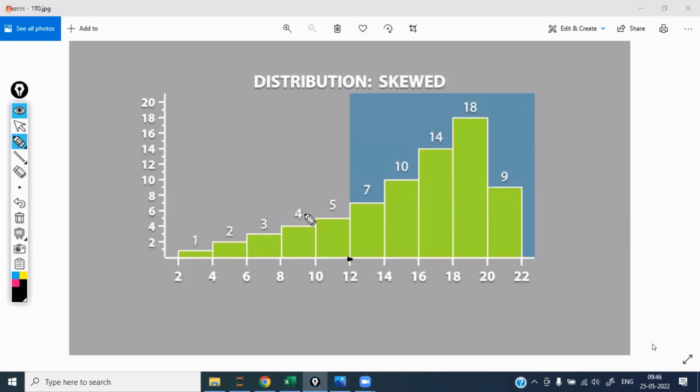1 plus 2, 3, 6, 10, 15, 22, 32, 46. 46 plus 18, which is 64 plus 73 data points are there. In this case, 73 plus 1 divided by 2, which is 74 by 2, which is equal to 37. So the 37th data point will be here in this case. Obviously, the median value will be here somewhere. So the mean value is 12, the median value is somewhere here. Then it is called a left skewed distribution. Is that clear?